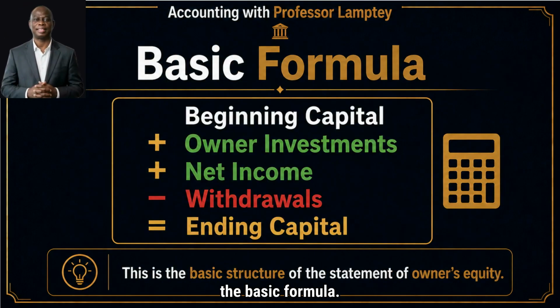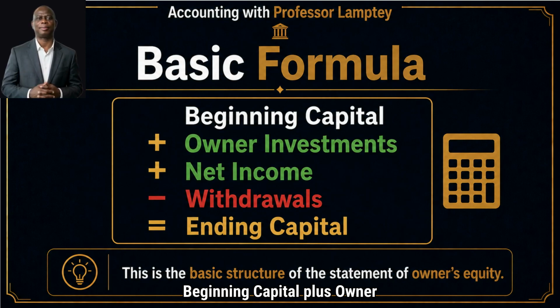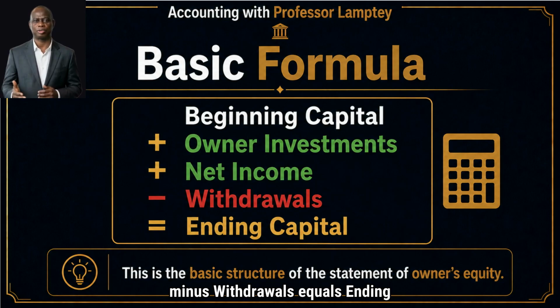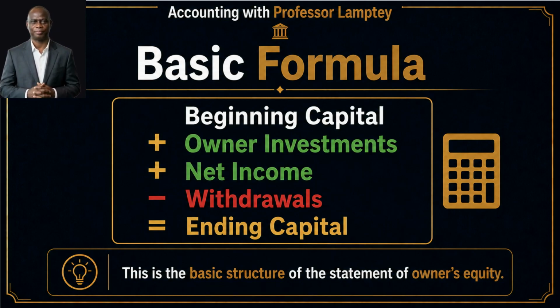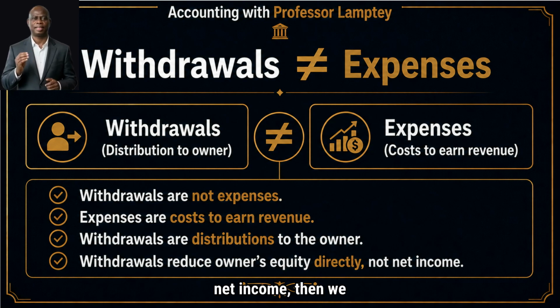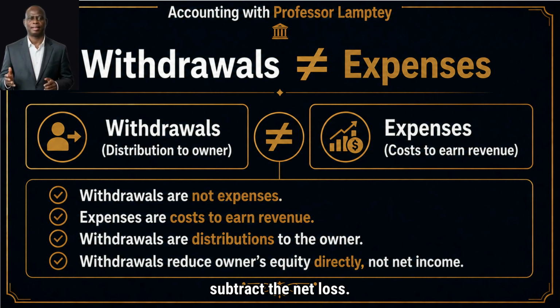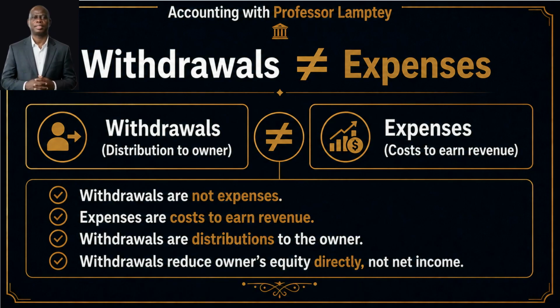Now let's look at the basic formula. Beginning capital plus owner investments plus net income minus withdrawals equals ending capital. That is the basic idea. If there is a net loss instead of net income, then we subtract the net loss. So the formula becomes beginning capital plus owner investments minus net loss minus withdrawals equals ending capital. Now let's explain each part.